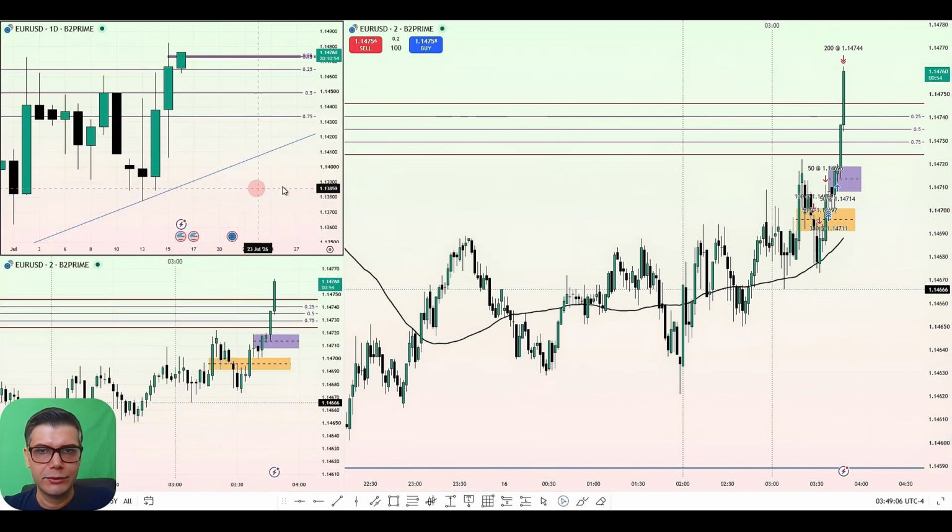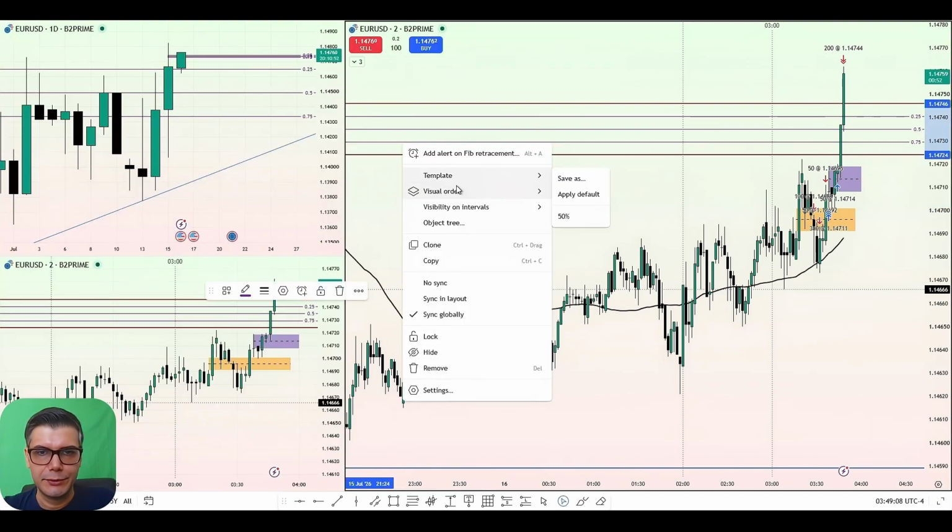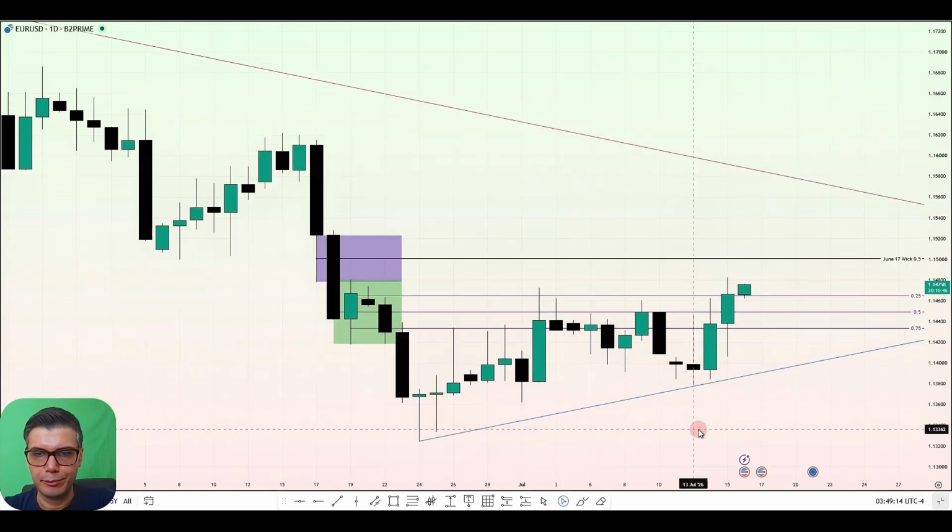So going to daily chart, my main bias is, of course, bullish. We are above the trend line. This green candle is a bull trap. The price closed above half of it here. So the next target can be June 17 wick, which is half of this tail.